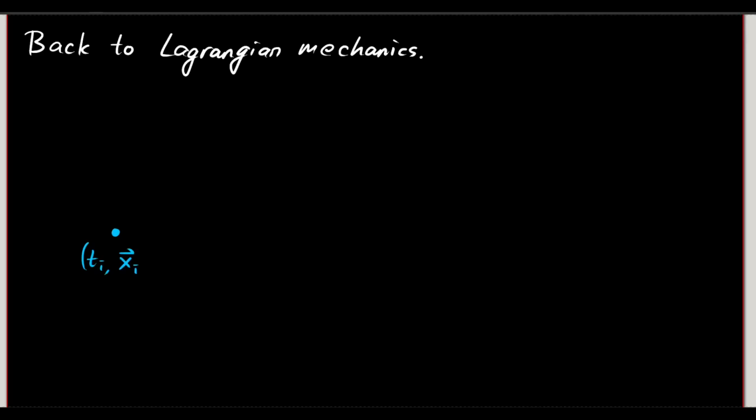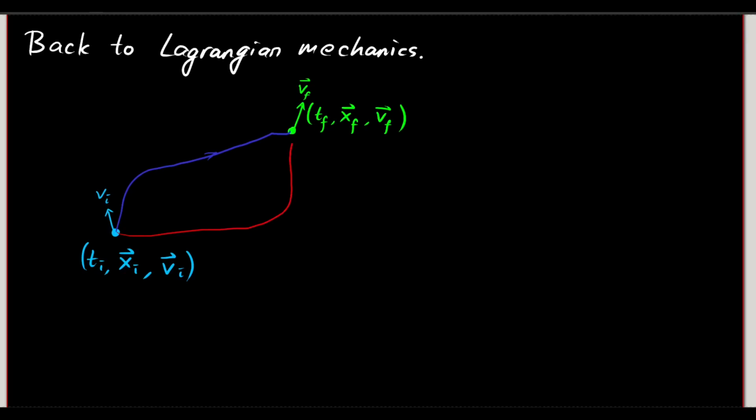So, back to Lagrangian mechanics. Alright, let's say we have an object at initial time t sub i, position x sub i, and velocity v sub i. Then, say we know that after some time, at final time t sub f, its position is x sub f and velocity v sub f. The main question is then, how did the particle evolve from the initial state at time t sub i to the final state at time t sub f? Which path did it take?